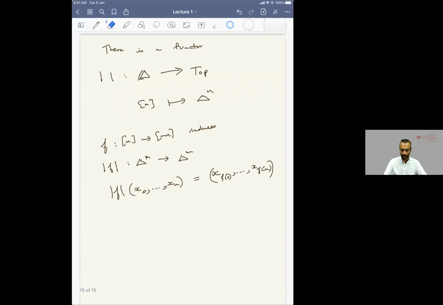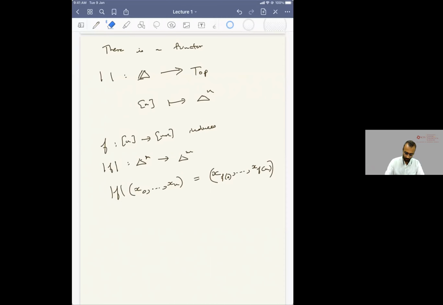So basically the geometric n-simplex is defined in the coordinate space, right? And so if you have a map between the indices of those coordinate spaces, between the bases, then you get a linear map between those coordinate spaces, and that maps the geometric n-simplex to the geometric n-simplex.